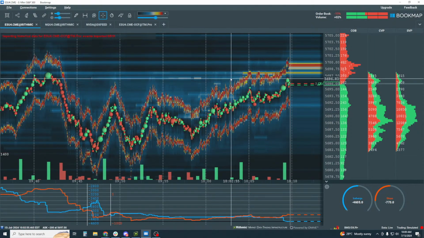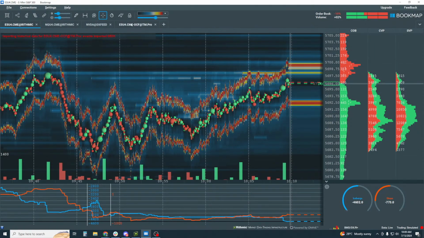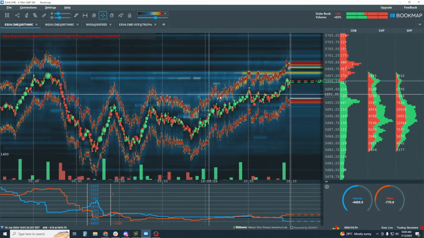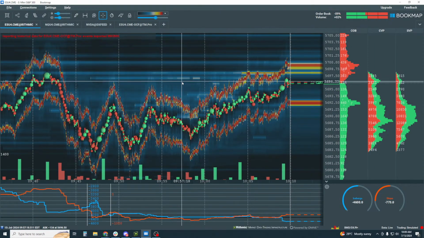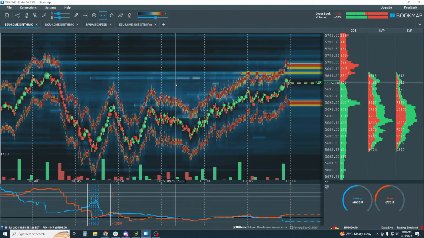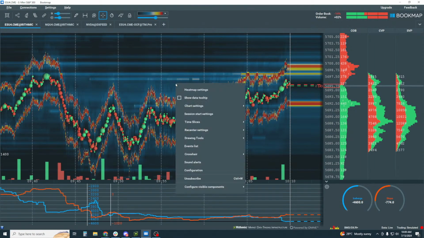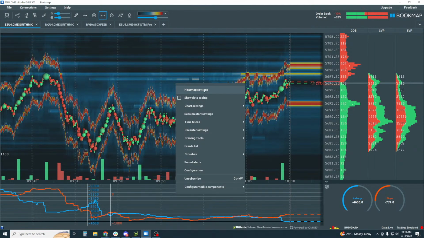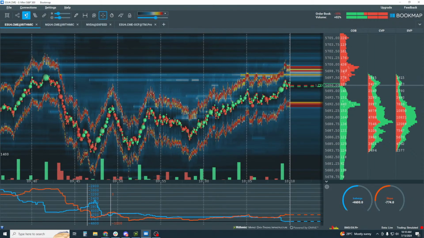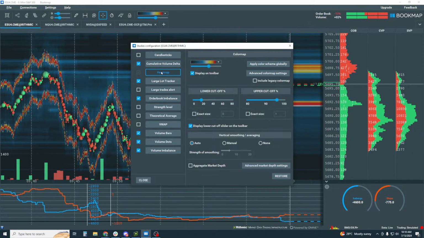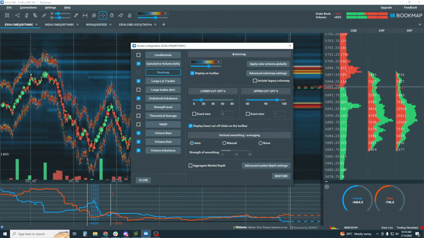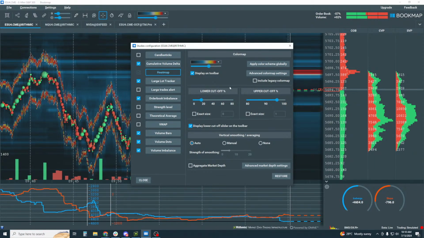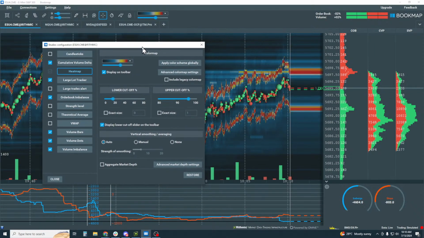Let me give it a moment here. While we're waiting, I'm going to show you the filtering and the heat map and how this might help as well. Let's right click here and go to heat map settings, or you can also go up to studies configuration and heat map. Different ways to get to the same settings. And here is where we're going to play around with the settings.